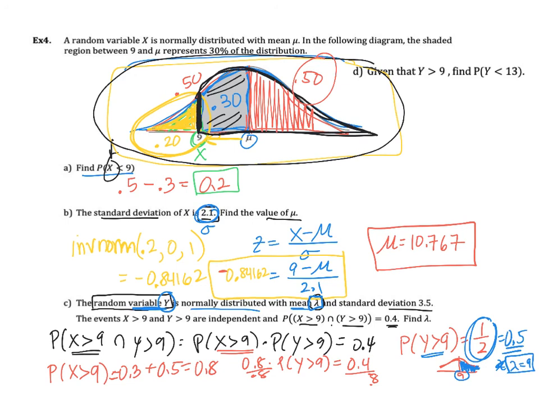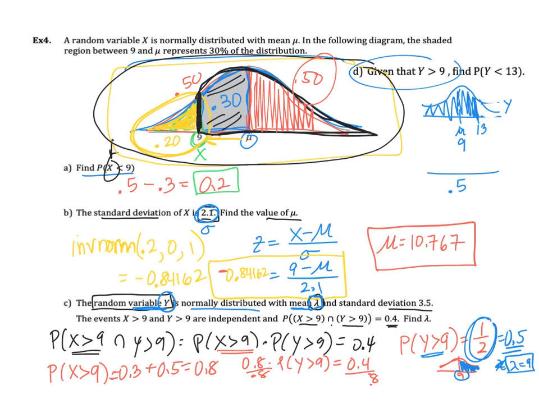Okay, finally our last one then. It says, given that y is greater than 9, find the probability that y is less than 13. So given that y is greater than 9, okay, so now this is our average, this is our y value, so this is 9. Then what is the probability that y, oops, sorry, I did greater than instead of less than, my bad, that y is less than 13? So given that y is greater than 9, that's the denominator. The denominator has to be 0.5.